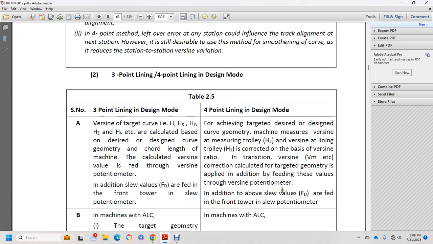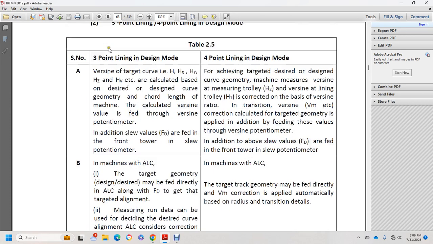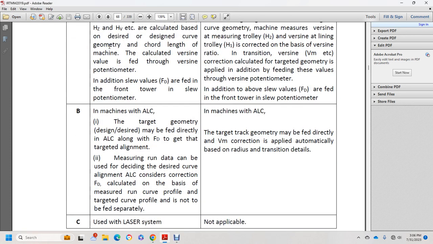In addition, show the above slew value of the fed in front of the slew parameter. Alright, 3-point lining mode is B. In a machine with the automatic targeting control system, target geometry is designed to meet the desired criteria with the automatic control system to have the targeted alignment. Measuring run data is compared with the design, the desired curve of the line, with the automatic computer, with the correction calculated on the base of the measured curve of the profile with the targeted curve of the profile fed separately.